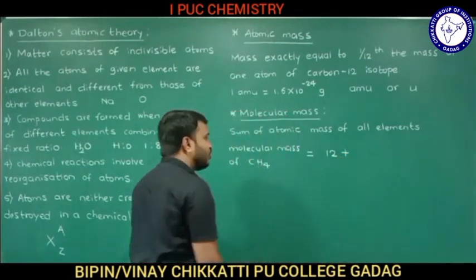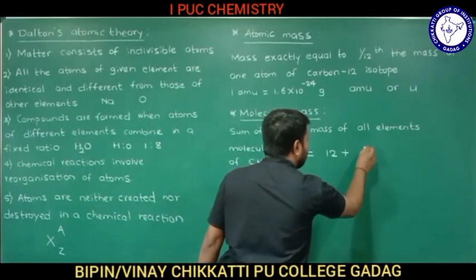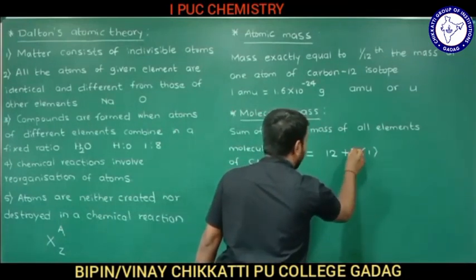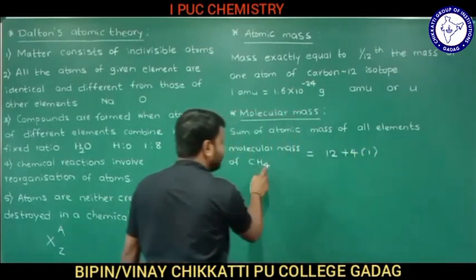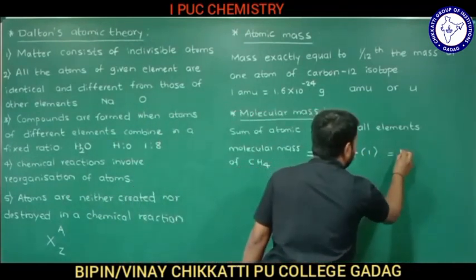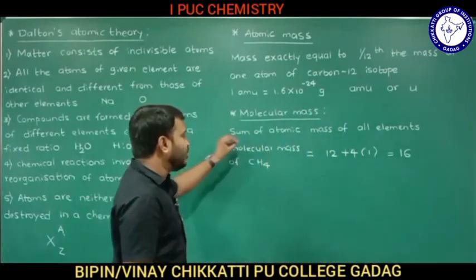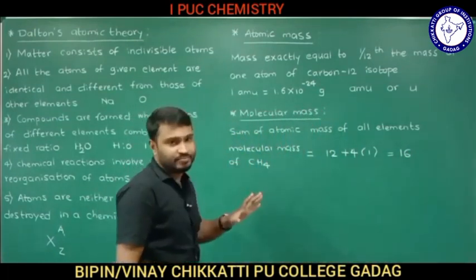The one more element that we have is hydrogen. So what is the hydrogen atomic mass? That will be 1. But how many hydrogens do we have here? Here we have 4 hydrogens, and we need to add that one. So what are you going to get? You are going to get 16. So 16 is the molecular mass of methane.